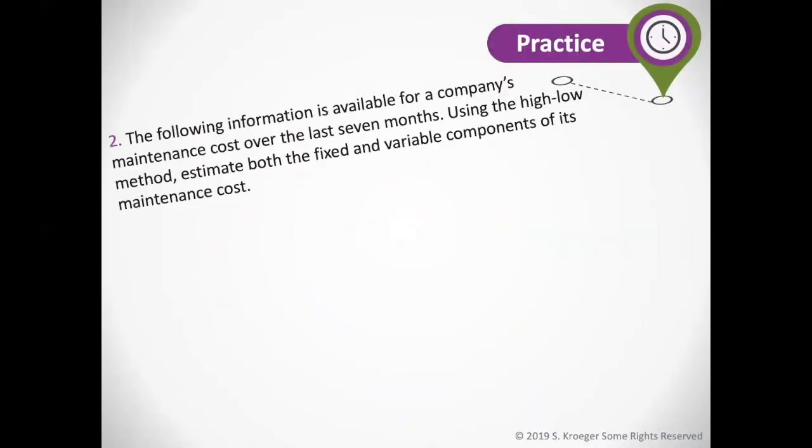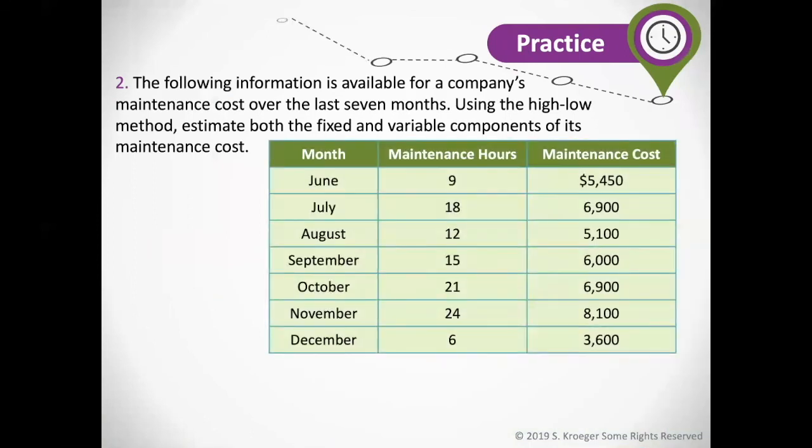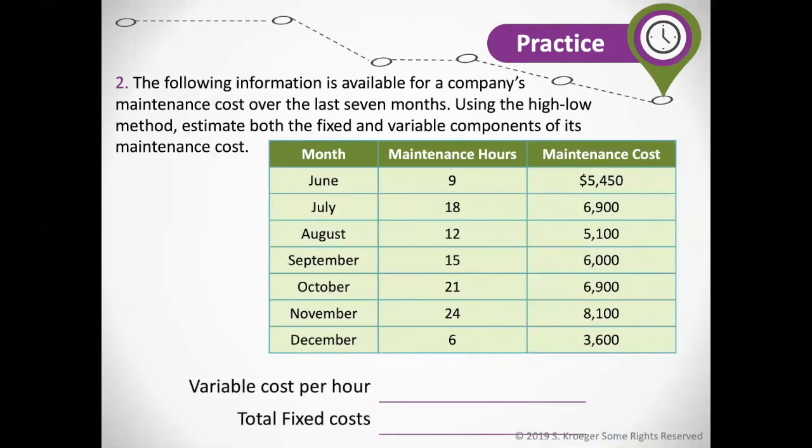Now it's your turn to try this with the classwork example. This is number 2. The following information is available for a company's maintenance cost over the last 7 months. We'll use the high-low method here. Remember, you do not need to use all these months, only the highest and lowest. Ideally, I would like you to pause this video and try this problem on your own to see if you understand. You should do this now.